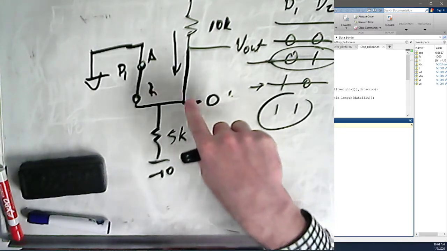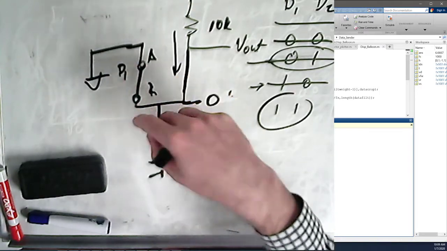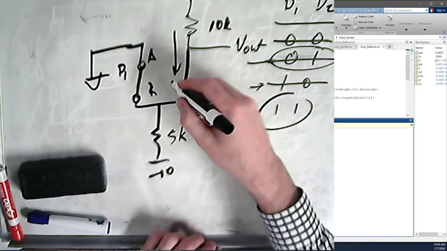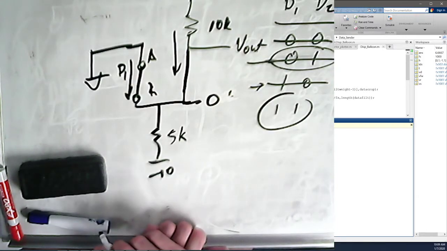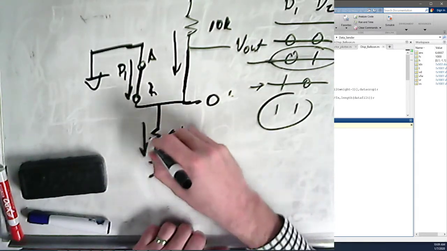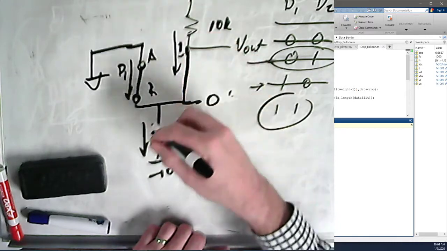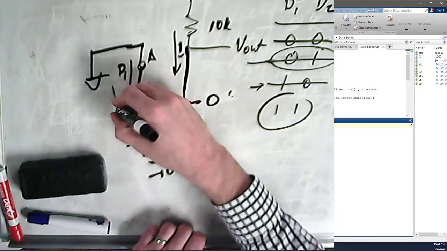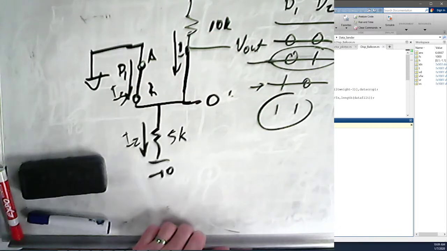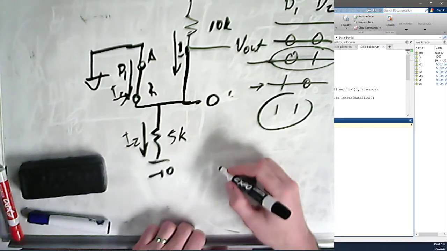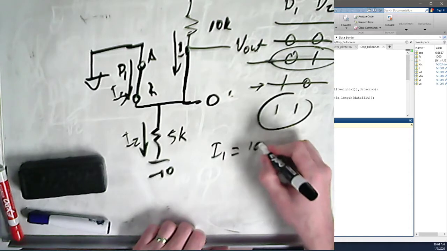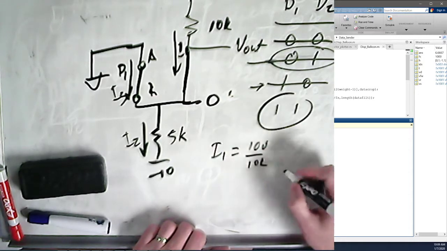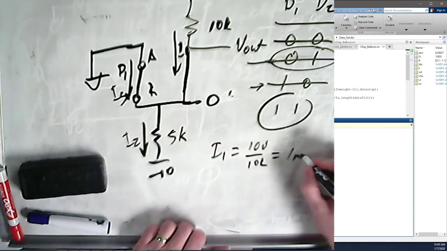Okay, that means this is going to be tied this way. The question is, do we have positive current flowing this way? The only way that we're going to know is I'm just going to call them I1, I2, and I3. We have to figure out if I3 is positive. So I1 would be 10 volts over 10K. I like that. That's 1 milliamp.